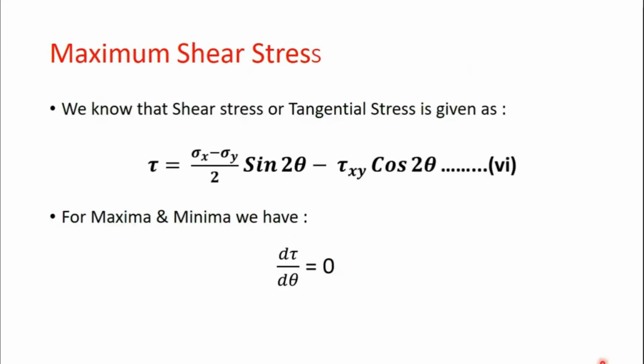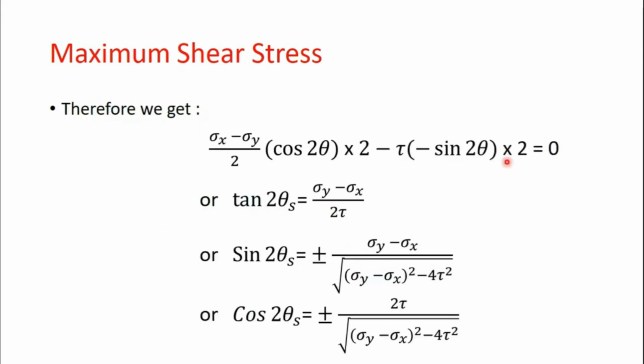Now to calculate the maximum shear stress, we know the shear stress is given by the equation which we have already derived in equation number 6, which is tau equals sigma x minus sigma y by 2 into sine 2 theta minus tau xy into cos 2 theta. Mathematically the condition for maxima and minima is d tau upon d theta equals 0. Since shear stress tau is a function of theta, we should differentiate shear stress with respect to theta so that we can get the maximum and minimum value of shear stress. After differentiating the equation, we get this equation.